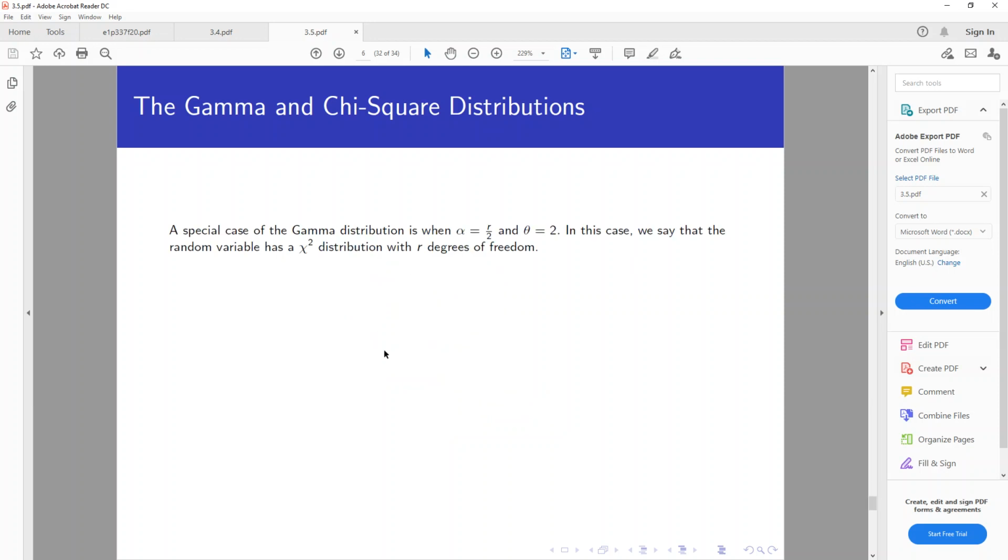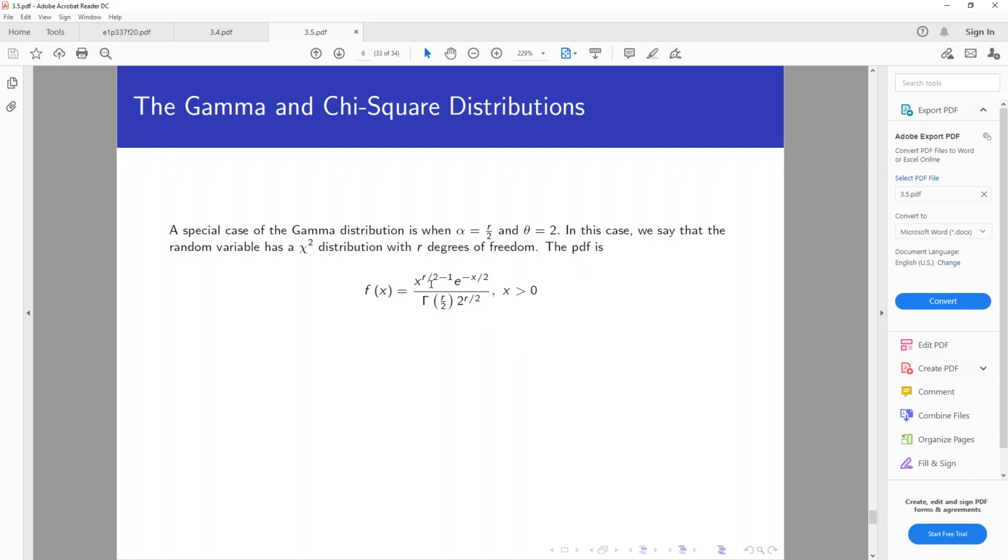A special case of the gamma distribution pops up for what we call the chi-squared distribution. This happens when alpha is r over 2 and theta is equal to 2. By the way, this has a lot of applications. You'll see this a lot of times in second semester when you take this mathematical statistics class. This has a lot to do with the distribution of the variance of a distribution.